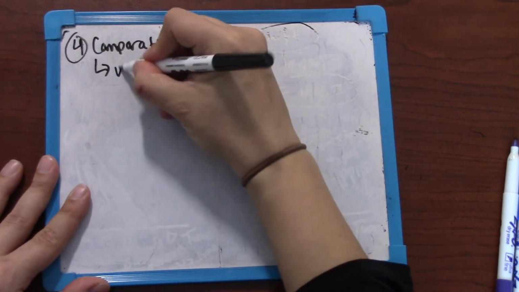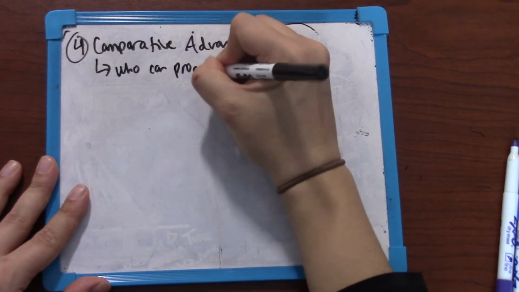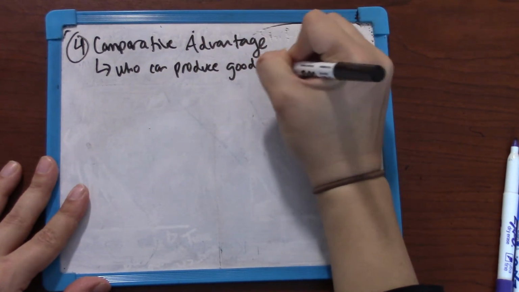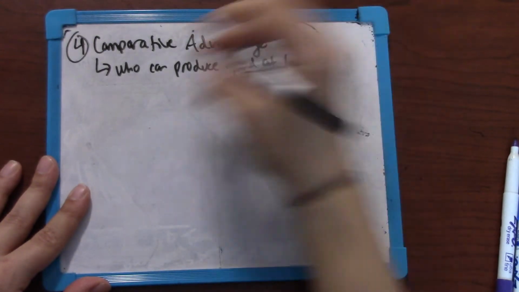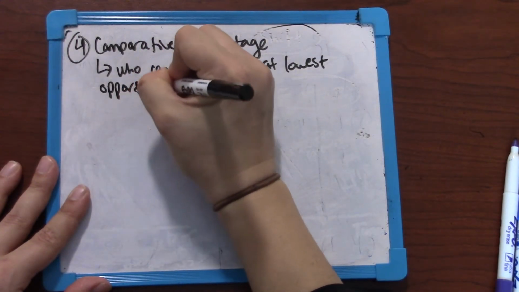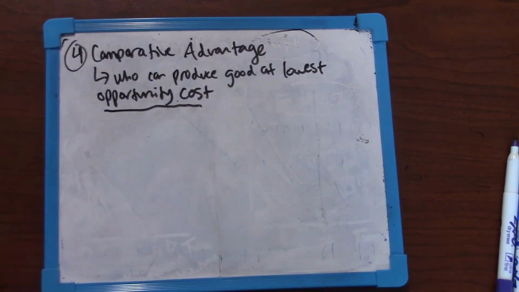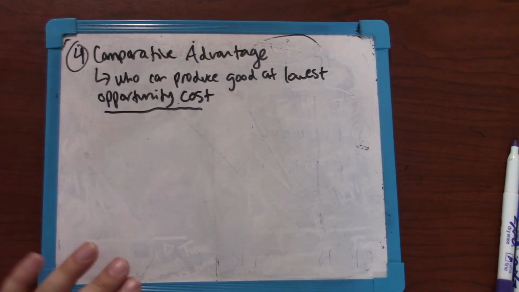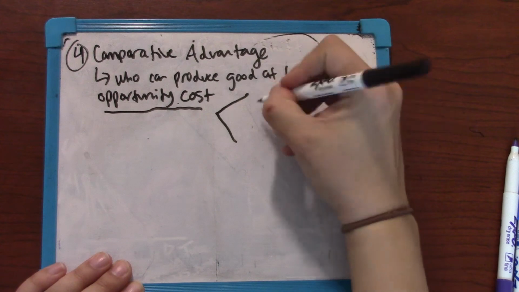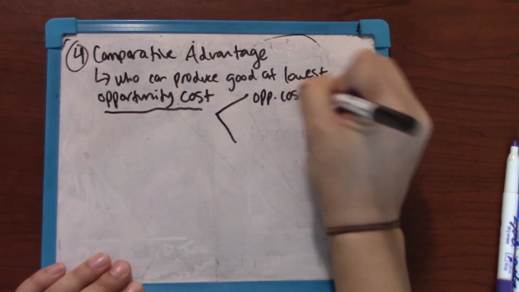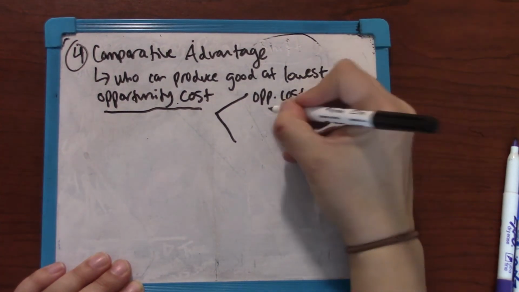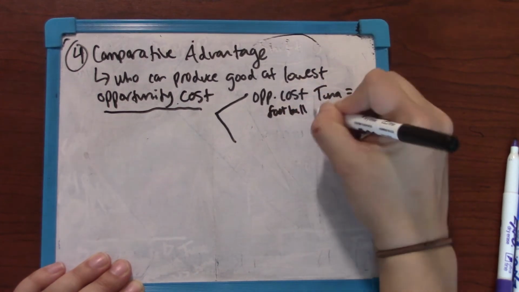Comparative advantage tells us who can produce the good at the lowest opportunity cost. Right? Going back to chapter 1, we learned that economists love thinking about opportunity cost, what you give up to get something. Now in our model, we don't have very many moving parts, right? We basically just have tuna and football. The opportunity cost of tuna is football production that you forego.